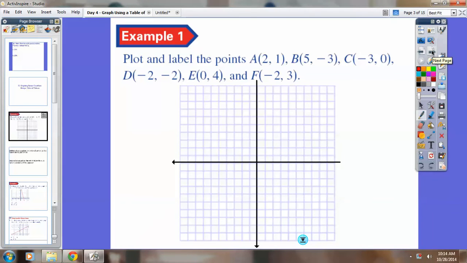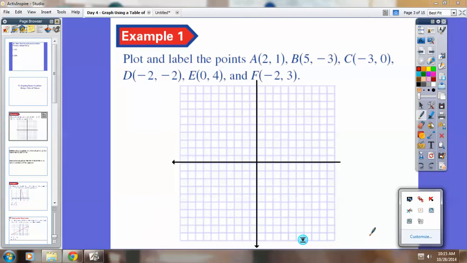The first thing I want to do is practice plotting points. I know you guys can plot points because we did that yesterday when we did our x and y intercepts. But those had zeros, so I want to make sure you're okay with these positive and negative numbers before we go any further. So I've given you like 6 points. I want you to take just a second right now and plot these points on your graph. So go ahead and do that.